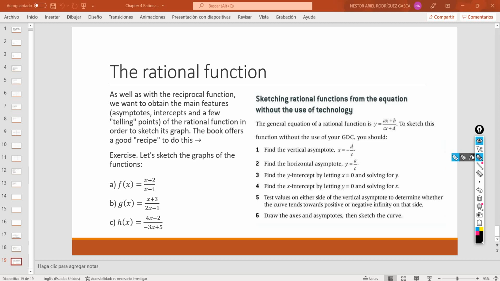Okay, now the comment I was gonna say about these two formulas in here, look at this formula and look at this formula. The book already gives you the formulas for the vertical asymptote and the horizontal asymptote of this rational function. Okay, if your function looks exactly like this, then the vertical asymptote is automatically x equals minus d over c, and the horizontal asymptote is automatically y equals a over c. And I want to prove that to you.